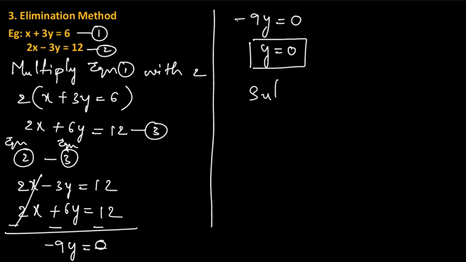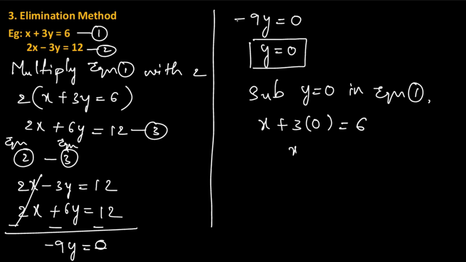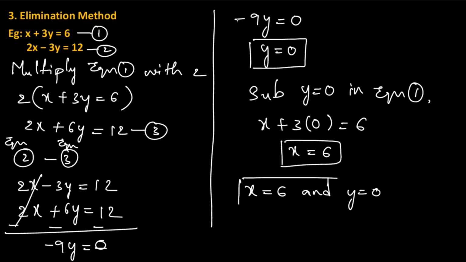Substitute the y value in any equation. Substitute y is equal to 0. I am substituting in equation 1. Anything is fine. So x plus 3 into 0 is equal to 6. X is equal to 6. Now you got the same answers. X is equal to 6 and y is equal to 0, as you did in the substitution method.